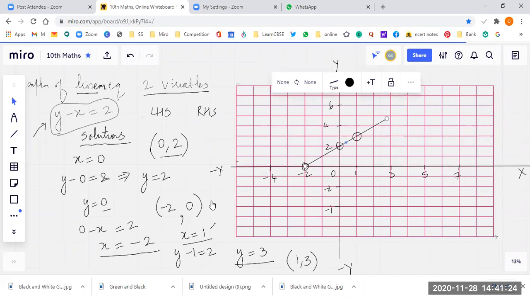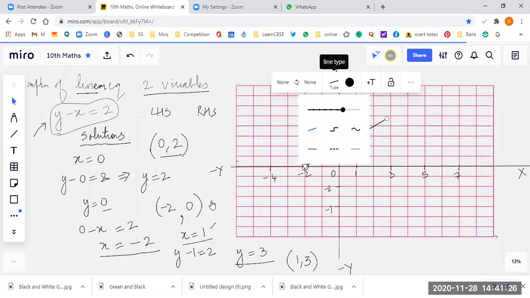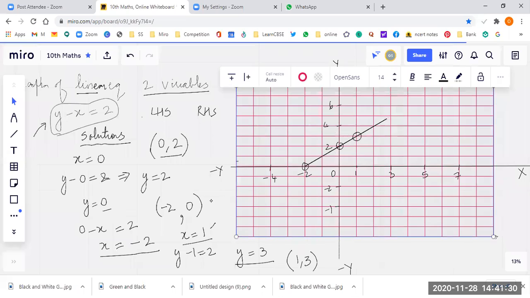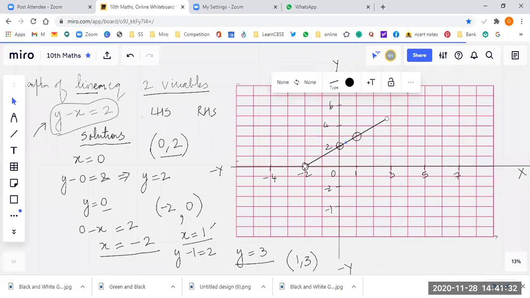Now after drawing the line, let me extend this line backwards also a little bit. Okay, now can any student tell me once again?